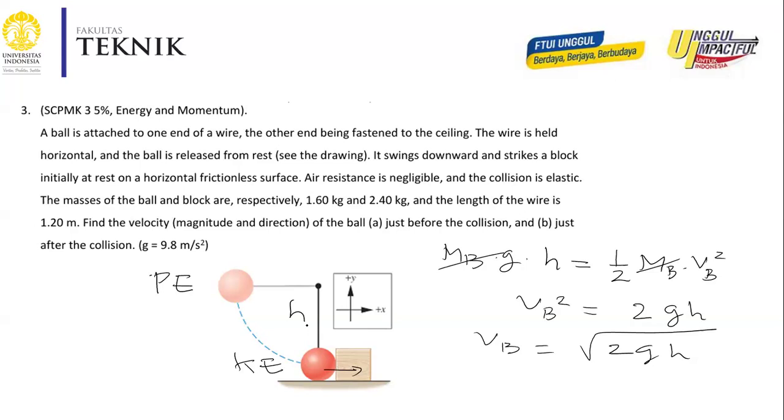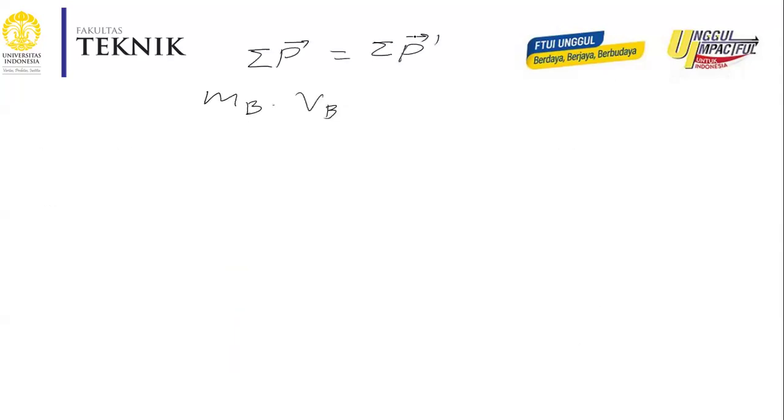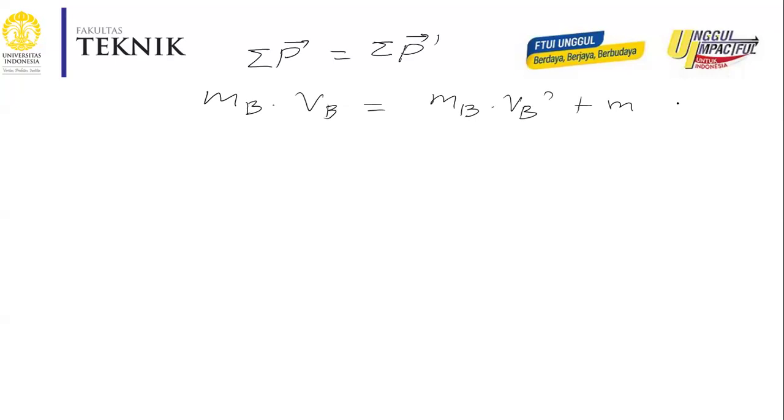Okay. So for example, this one, mass of ball and then mass of block. Mass of ball, the velocity of ball, because the total momentum is the same, is equal to total momentum prime. This one is equal to mass of ball VB prime plus mass of block. So for example, we can set the mass 2 and then mass 2 prime.